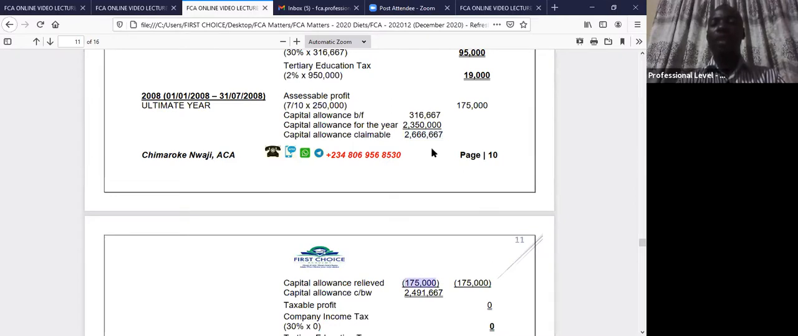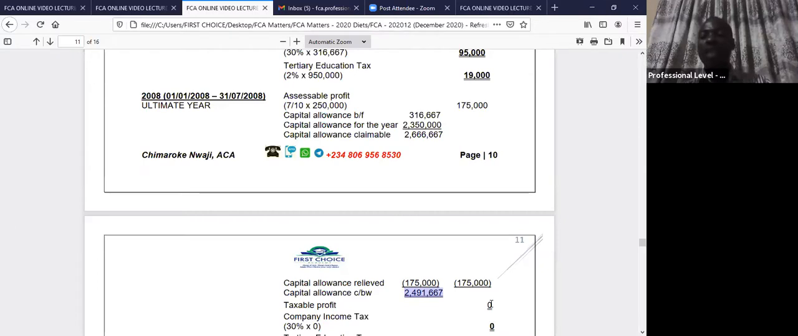So look at it now. This profit figure is what I'm putting here as my capital allowance to be relieved. I'm not doing 2/3. I'm putting it here. It means this is the capital allowance that should have been carried forward, assuming the business was continuing, but now we are carrying it backward.